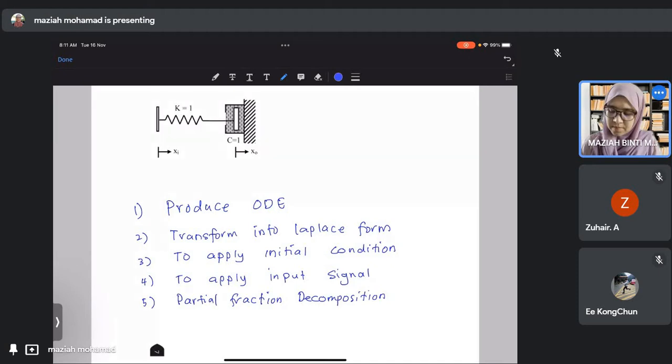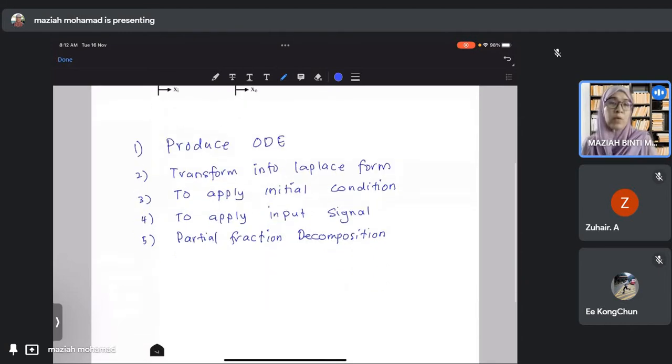Okay, so after we apply the input signal, we're going to do the partial fraction decomposition based on the Laplace equation. Okay, the objective is to solve for parameters in the Laplace form there. Okay, so we convert into partial fraction decomposition. So therefore, we need to solve for whether it is A, B, C, or D. Okay, I believe we're going to look at partial fraction today.